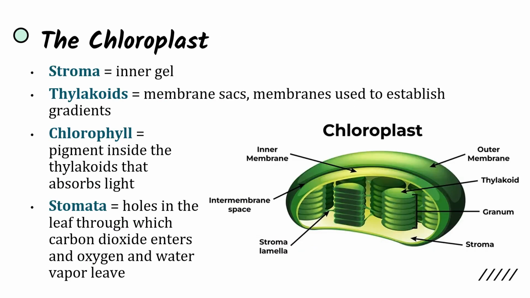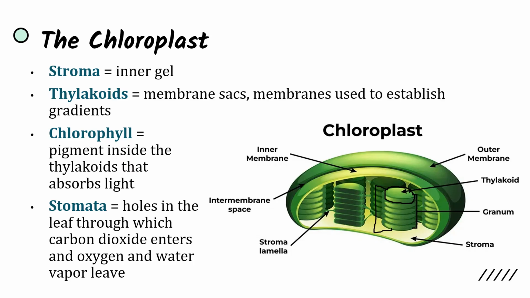Now let's take a look at the chloroplast in more detail. The inner gel is known as the stroma, and within the stroma we have thylakoids, membrane sacs. And the membranes of the thylakoids are going to be used to establish concentration gradients, just like from Unit 2. So as you can see, each one of these little coin discs is known as a thylakoid, and a stack of thylakoids is known as a granum.